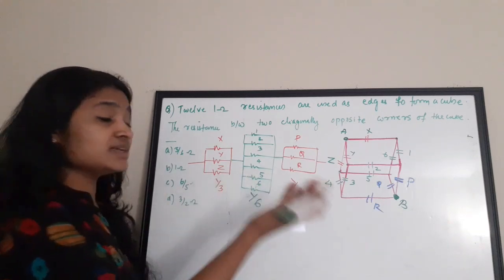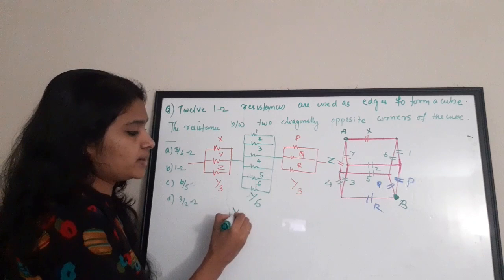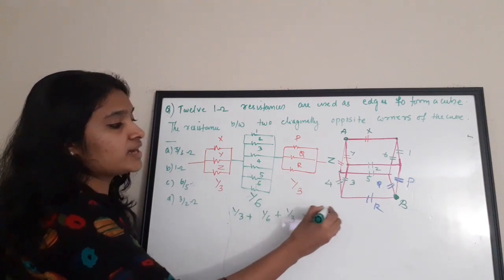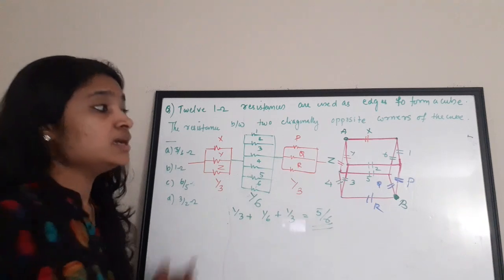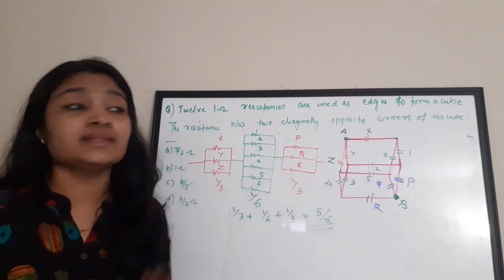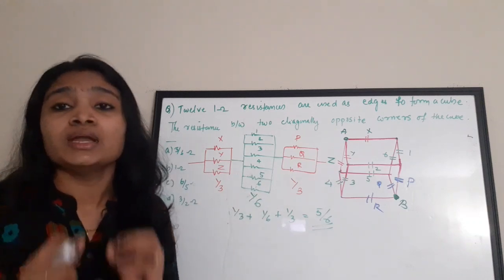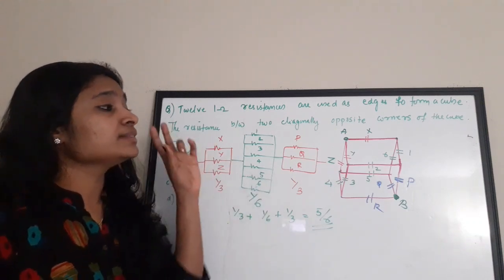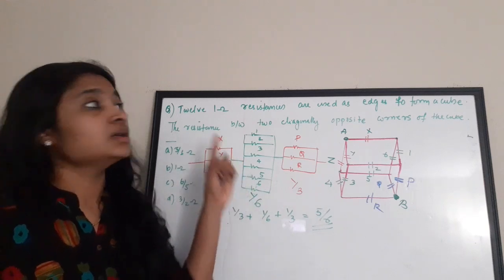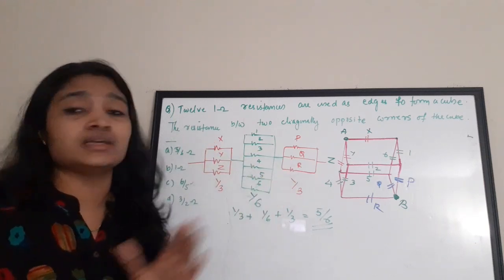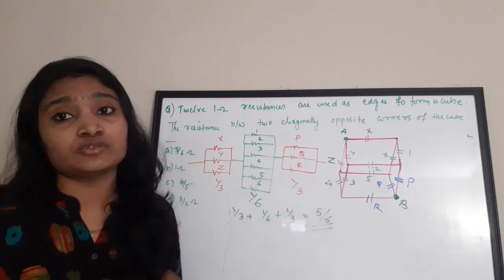Okay, so what is the equivalent value of resistance? It is equal to 1 by 3 plus 1 by 6 plus 1 by 3, which is equal to 5 by 6, is your answer. Now, just try to understand the theory part of this resistance cube. In the question, they will be replacing the resistance value with either 2 or 3 or any numbers. If you know this theory portion, you can answer any of these questions.